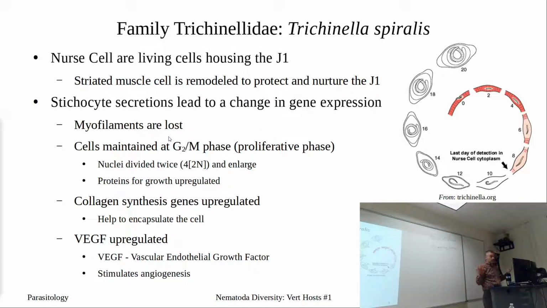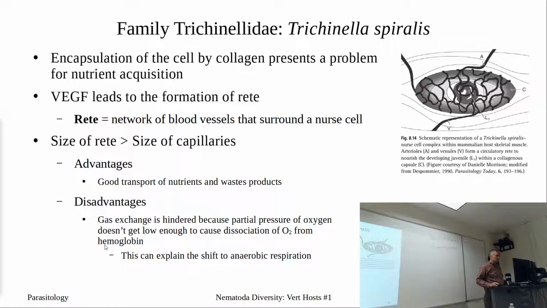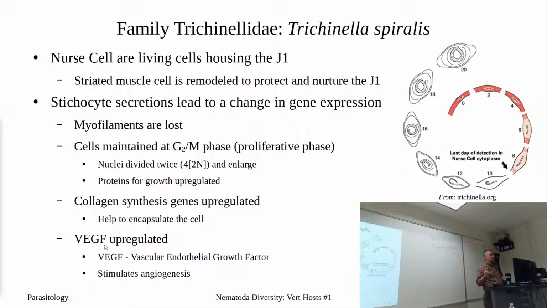So this worm, when I was in college, or right before I was in college, was a popular research topic. How can we utilize the stichocytes and their secretions to try to help with limited blood flow in humans? Did you guys get this?